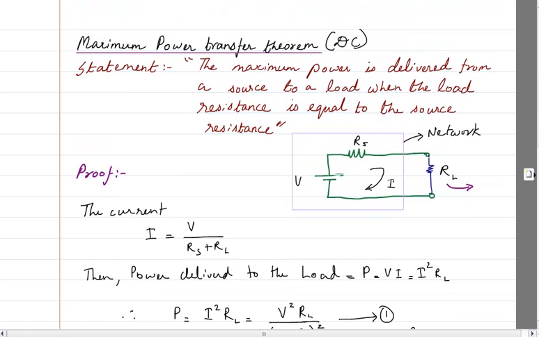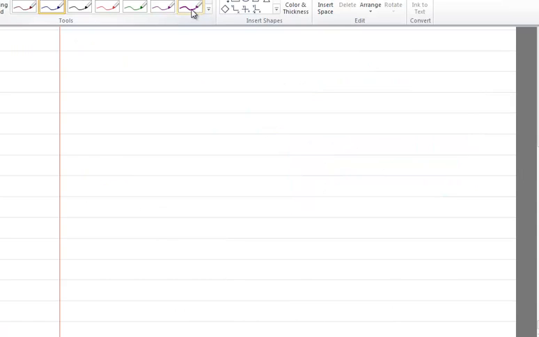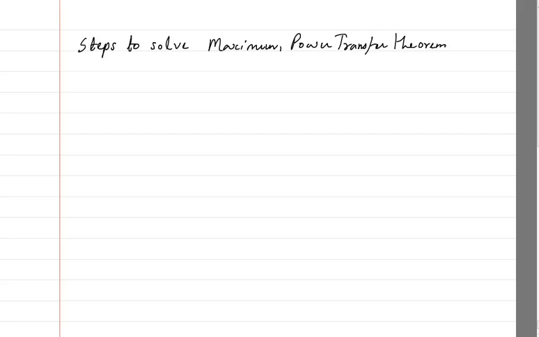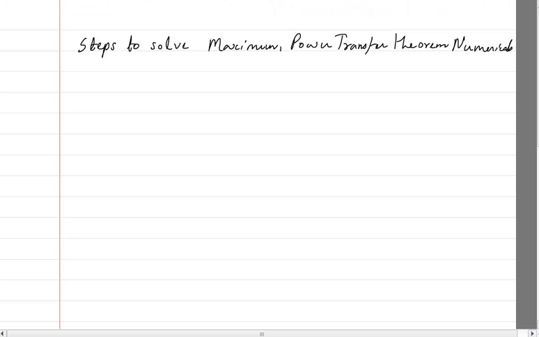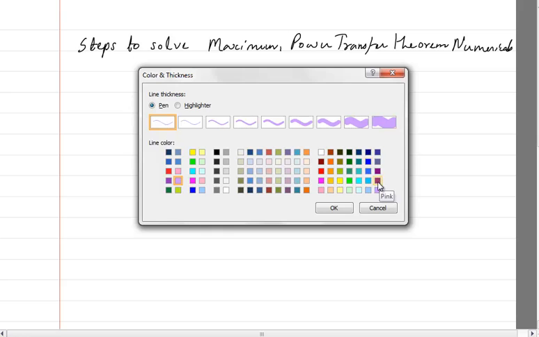And based on this, what are the steps for solving maximum power transfer problems? I will write it like this: steps to solve maximum power transfer theorem numericals. The steps to follow for the case of the maximum power transfer theorem.